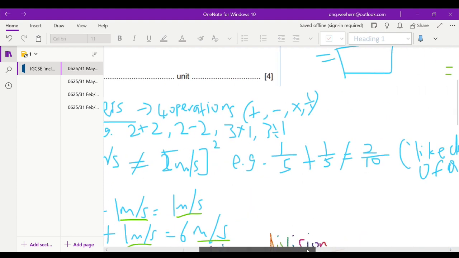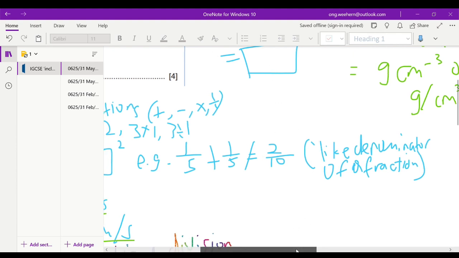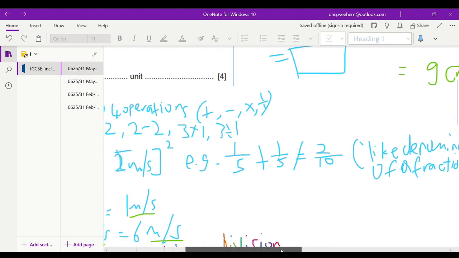So for example, when we add 1 over 5 plus 1 over 5, we do not add the numerators and the denominators together simultaneously. In other words, we do not say that because 1 plus 1 equals 2 and 5 plus 5 equals 10, we add up in this way. This is a big mistake. We can treat the denominator of a fraction like dealing with units and the numerator of a fraction like dealing with numerical calculations. So the units can be like the denominator of a fraction, in how we usually manipulate them.